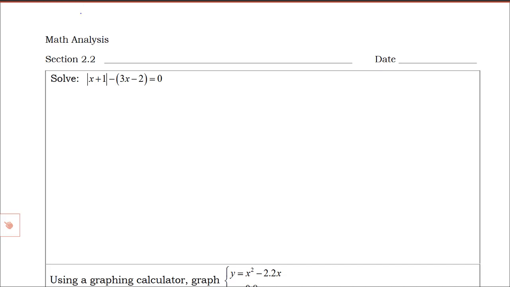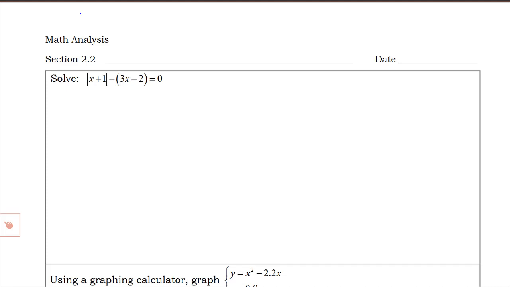So in this first example, any suggestions? Quickly, yeah. Make two forms of the equation. One, if x plus 1 is greater than or equal to 0, and the other one makes the opposite. Good. But before that, I want you to do one thing. What do you think?